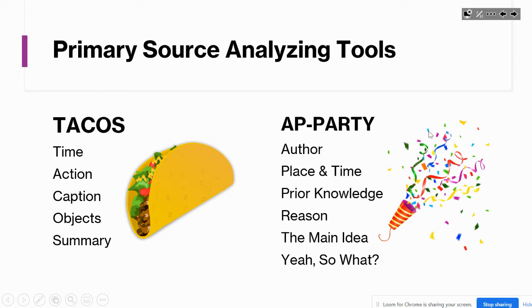So, for example, if there was a diary or a journal, you would look for the author, the place and time. You would try to read through to see if there's anything that you know about this person or what they're writing about before. What was their reason for writing it? Summarizing what they wrote and then talking about why it's significant to them. Okay? So those are your two analyzing tools, TACOS and AP Party.